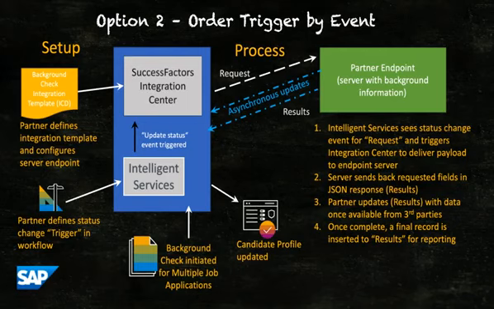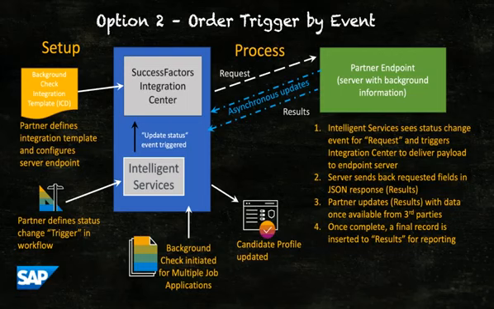Additionally, we're going to use the intelligent services tool, which is going to allow us to create a trigger based on an event that's happening through our approval workflow. So as the applications are changed in mass to requesting a background check, then that event actually triggers the integration center to then go and send that bulk request to the partner server. And then the results are written back as it was with option 1.